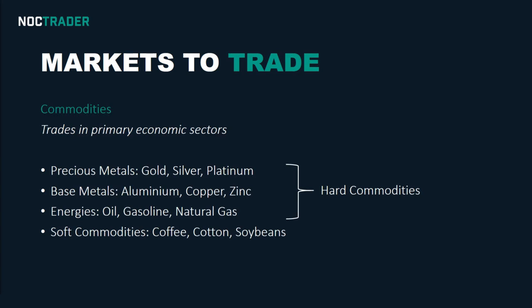Commodities are raw materials used in the production of most other goods. They're split up into 2 categories and then several subcategories below that. You have hard commodities, which are precious metals like gold and silver, base metals like copper and zinc, and energies such as natural gas and oil. And then you have soft commodities such as agricultural produce, such as coffee, cotton and soybeans, to name a few.